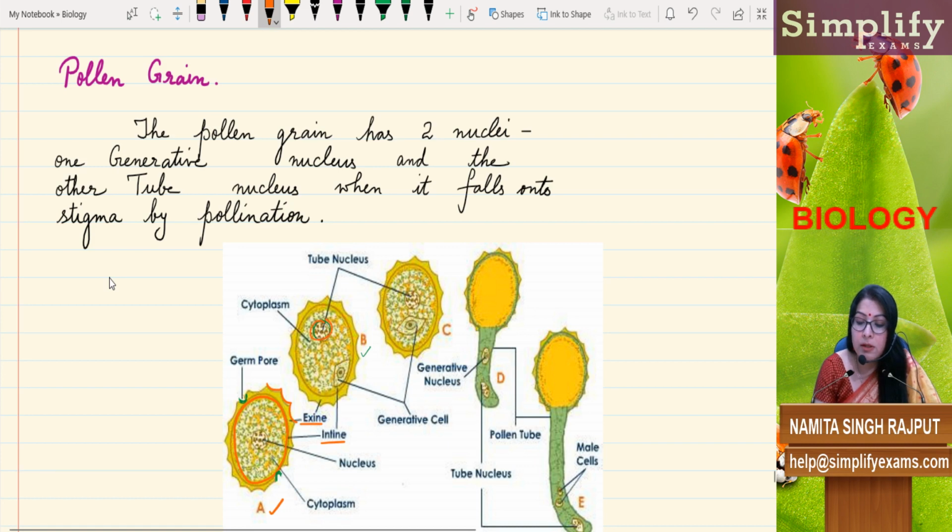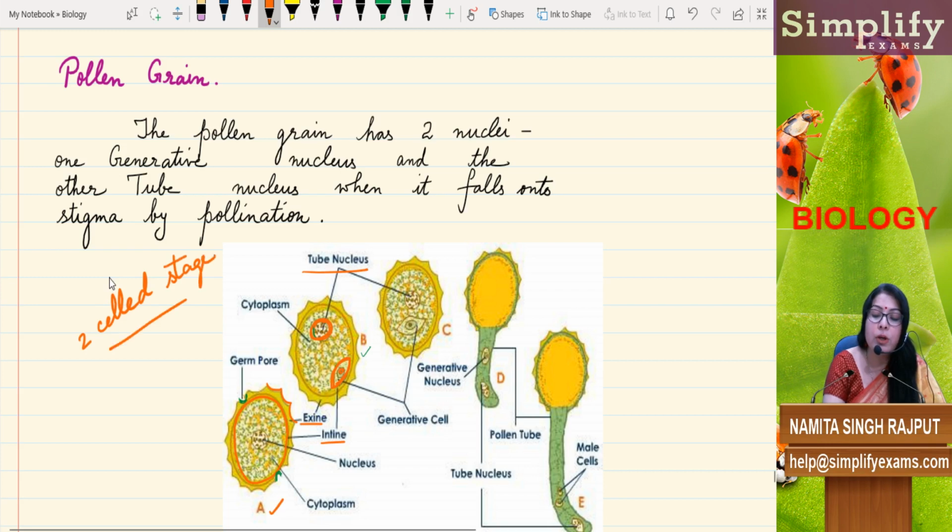There is a tube nucleus being formed, and then another cell has formed out of the main pollen grain, that is the generative cell, and it has also got one nuclei, that is the generative nuclei. Now this is a two-celled stage of the pollen grain, and it is at this two-celled stage that this pollen grain is going to fall on the stigma of the flower by the process of pollination, and when it falls there, it will germinate.